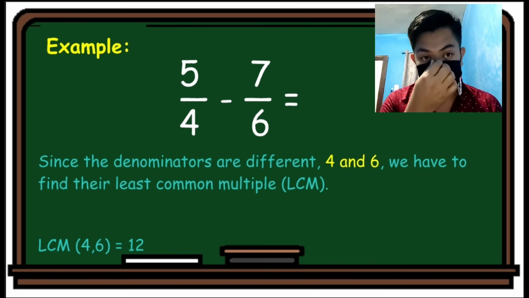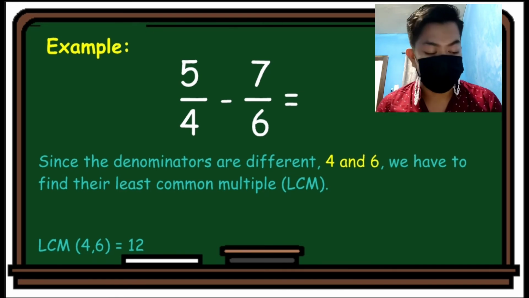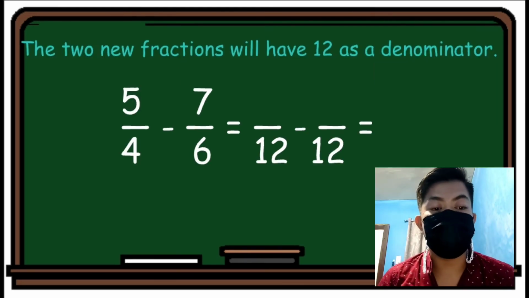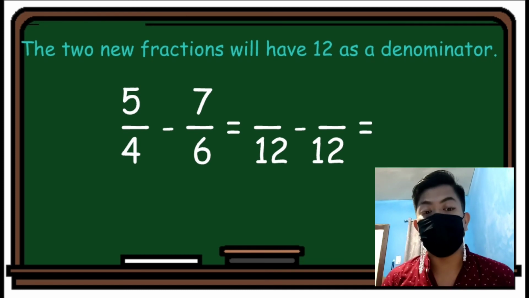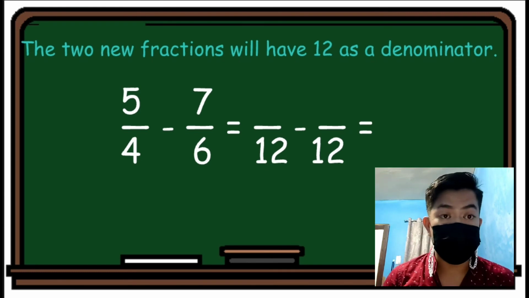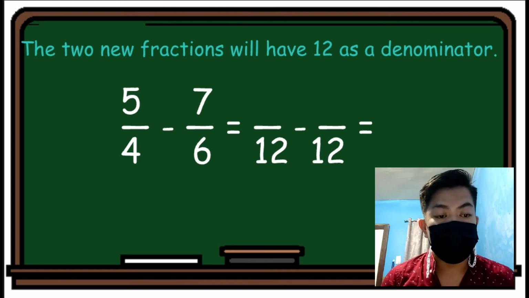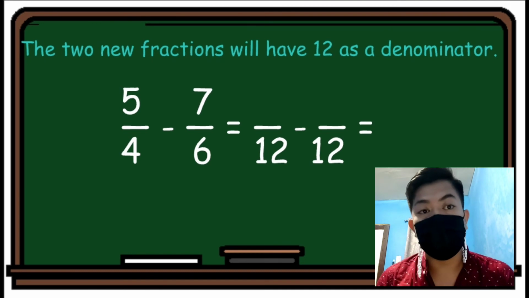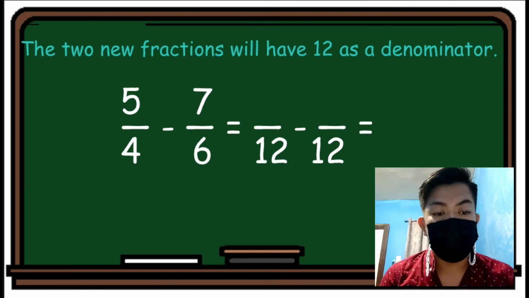The LCM of 4 and 6 is 12. The two new fractions will have 12 as denominator. So we have here 5 over 4 minus 7 over 6. Since the LCM of 4 and 6 is 12, we simply copy 12 as the denominator.